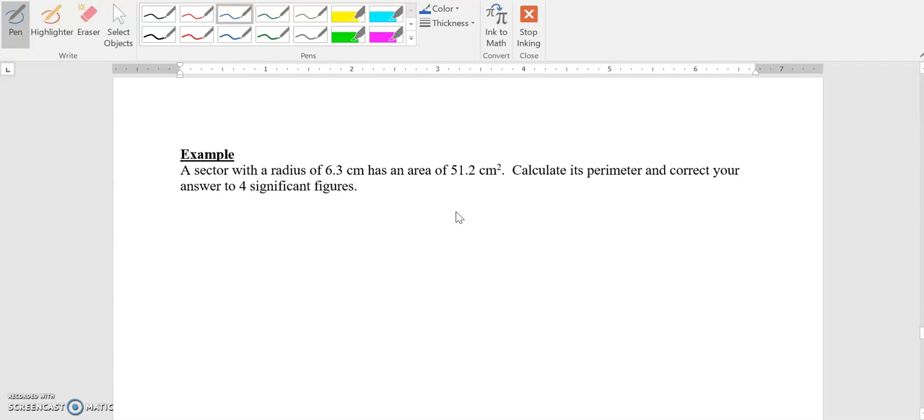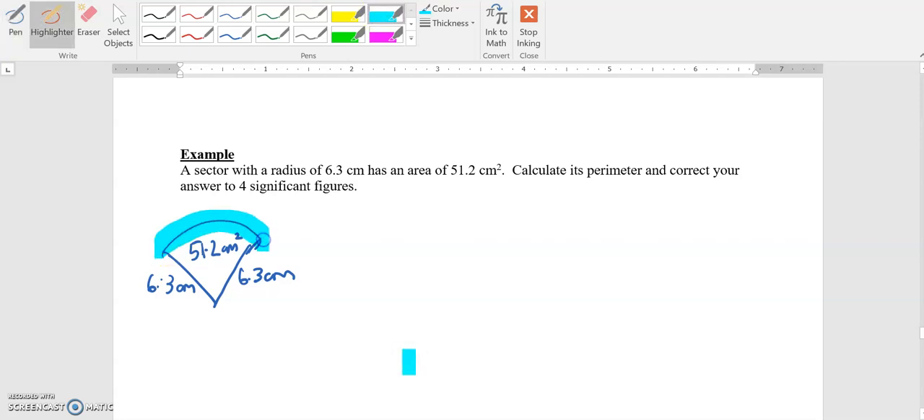Alright, if you need the sketch, it basically says that you have this pizza slice, that sector. My drawing is terrible, I'm sure you can do a better job than me. And then my radius is 6.3 cm. This entire thing has an area of 51.2 cm squared. The question wants you to find the perimeter of this slice. In order to find perimeter, you need to know the arc length. To know the arc length, you probably need to know the angle so that you can calculate it. So we are first going to find the angle in the center.